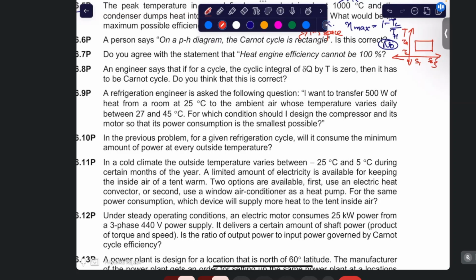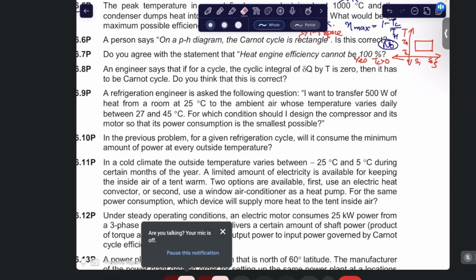Do you agree with the statement that heat engine efficiency cannot be 100%? Okay, so yes. Why? Because TL is always greater than 0. By the Kelvin-Planck statement of the second law, no cyclic device can convert all heat from a single reservoir into work. It must always reject some heat into a heat sink or a lower temperature reservoir. So that means TL is always greater than 0.